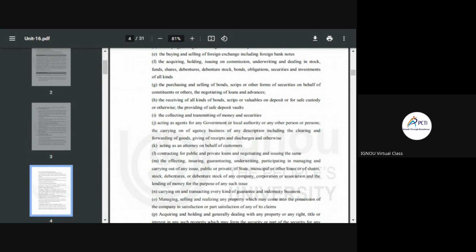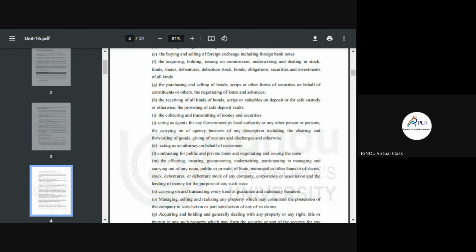Next is the acquiring, holding, issuing on commission, underwriting, dealing in stocks, funds, shares, debentures, debenture stock, bonds, obligations, securities, and investments of all kinds. Then the purchasing and selling of bonds, scrips, or other forms of securities on behalf of constituents or others, the negotiating of loans and advances. Next is the receiving of all kinds of bonds, scrips, or valuables on deposit or for safe custody or otherwise, the providing of safe deposit vaults.